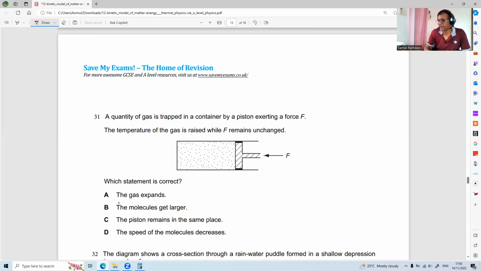Definitely, as a molecule gets larger, the speed of the molecule decreases. The piston remains in the same place, or the gas expands.